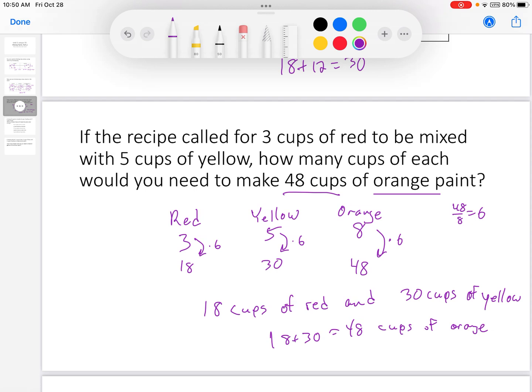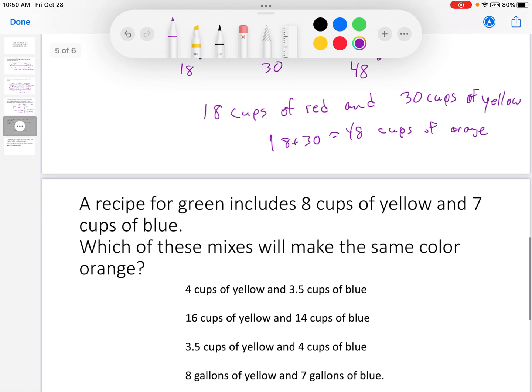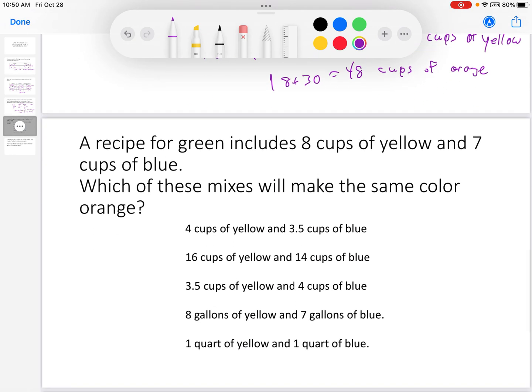It's really very easy. You just have to pay attention, and sometimes you have to add up to get the total. Let's try another question. A recipe for green includes 8 cups of yellow and 7 cups of blue. So which of these mixes will make the same color?